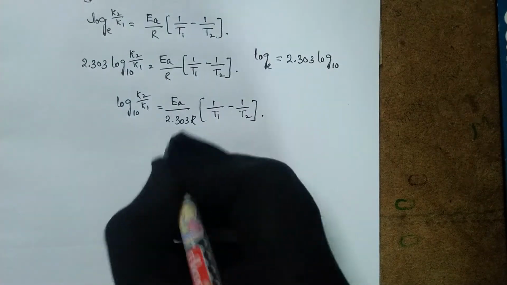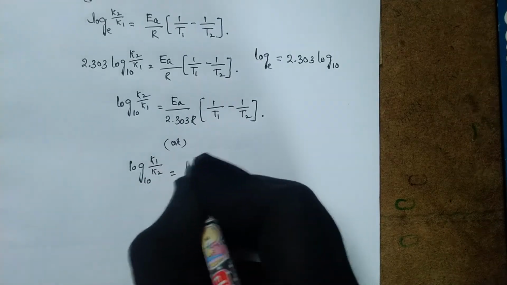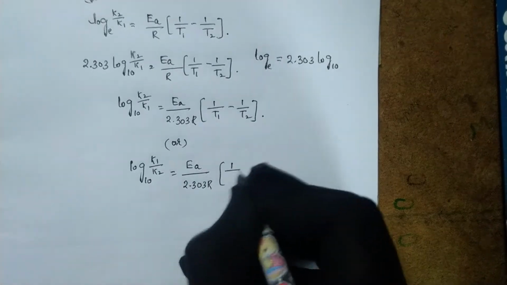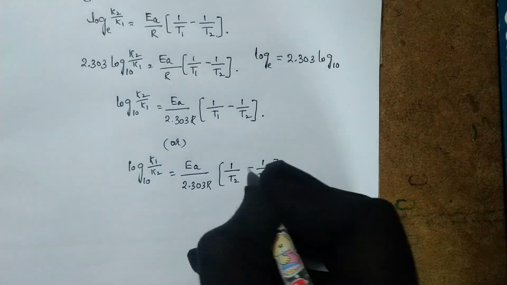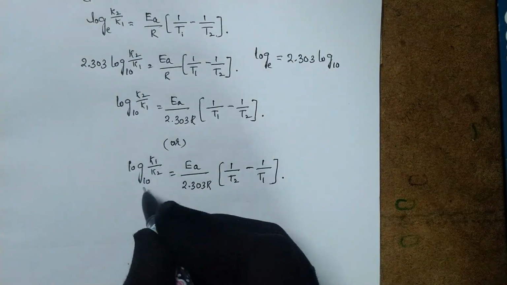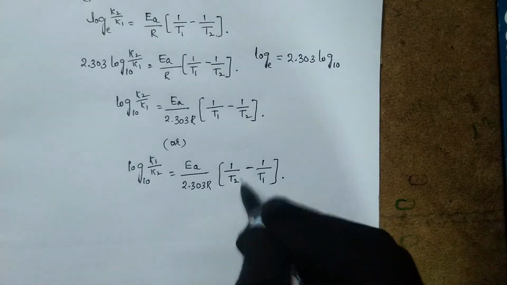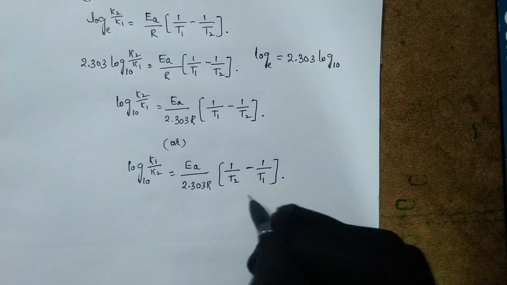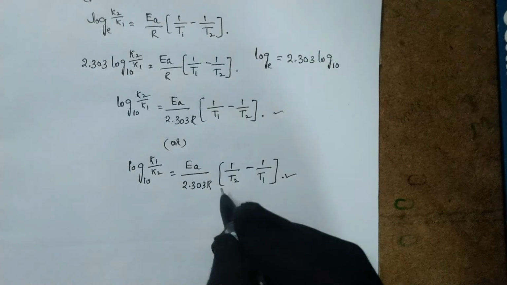Or we can write log K1 by K2 to the base 10 is equal to Ea by 2.303 R into 1 by T2 minus 1 by T1. When we take common from here, then we can write this one: log K1 by K2 to the base 10 is equal to Ea by 2.303 R into 1 by T2 minus 1 by T1, meaning T1 minus T2 by T1 into T2. So these two formulas we can use in problem solving.